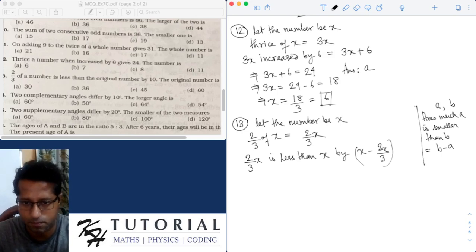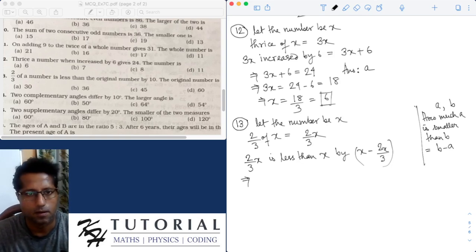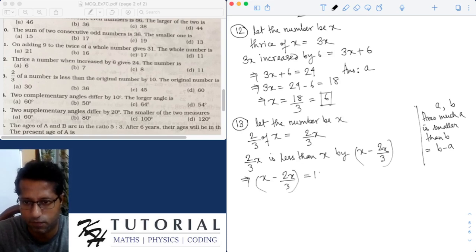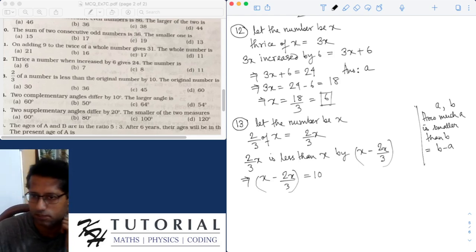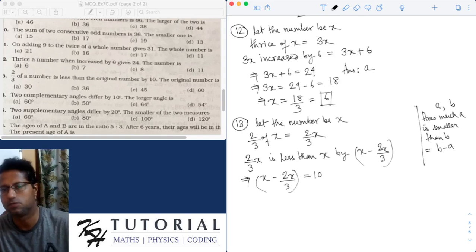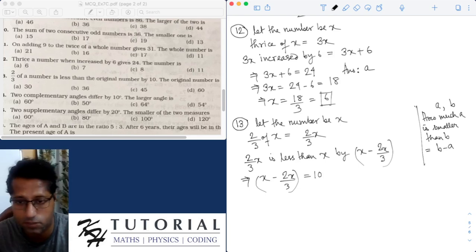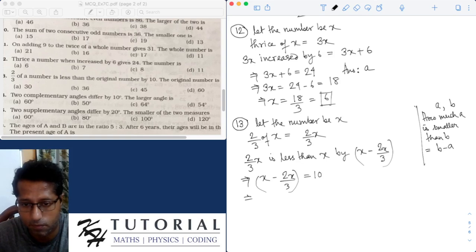Now as per the problem, the statement is saying that 2/3 of a number is less than the original number by 10. So as per the problem statement, we have x minus 2x by 3 is 10, because we found that 2x by 3 is less than the original number x by x minus 2x by 3, and this value in the problem statement is given to be 10. So we can equate them. So we have got the linear equation. Now we can clearly remove the brackets without any kind of changes.